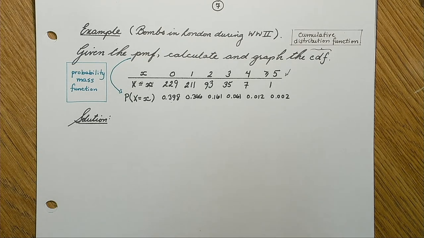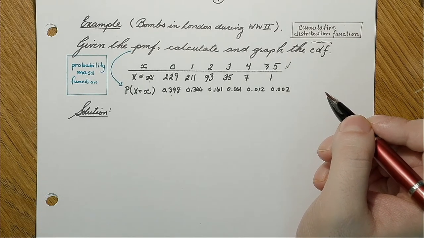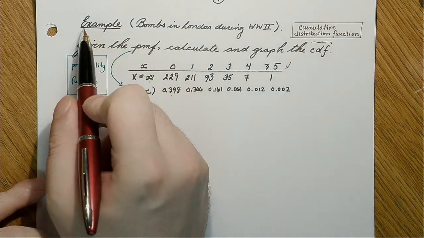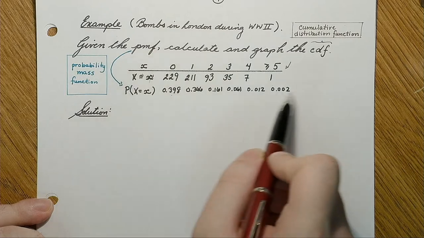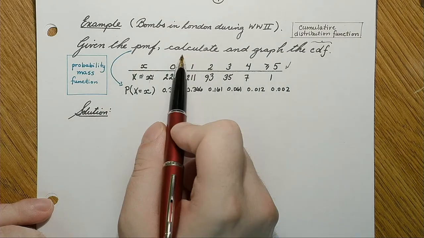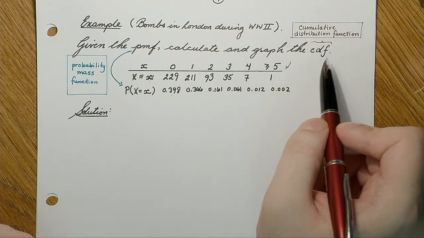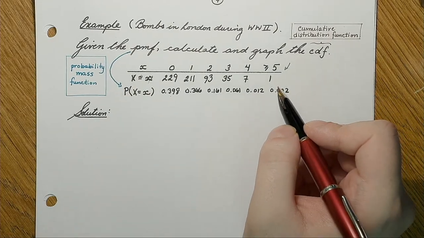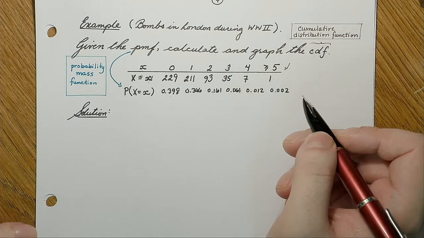Okay, so we're going to resume our class. Now that we have had a 10-minute break, hopefully you have another cup of coffee ready. So we're going to resume this example here, which is the bombs in London during World War II. Given that we have this probability mass function, we are asked to calculate and graph the cumulative density function, or CDF. So the problem that we also have to deal with is this greater than 5.